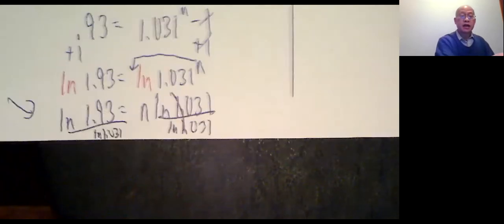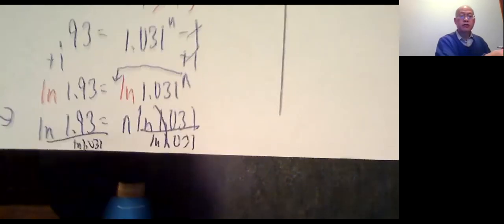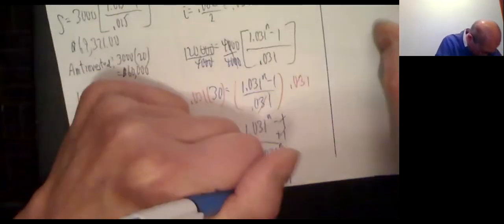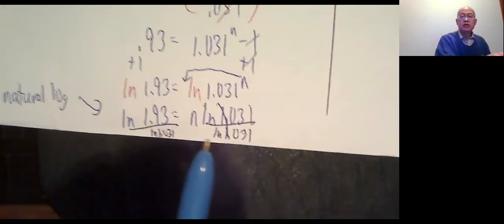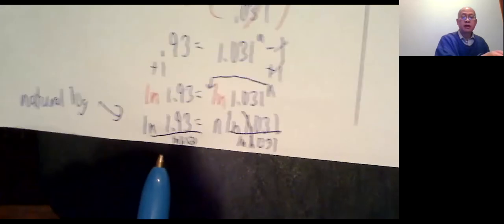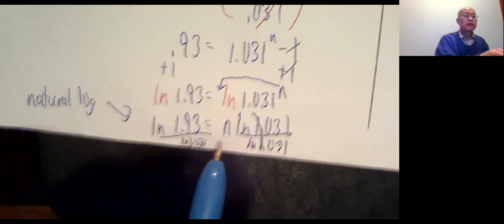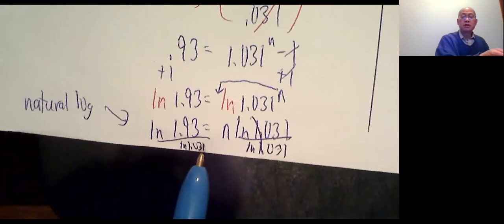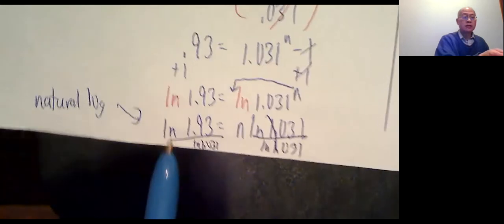And you might not be able to see that. Divide both sides by ln 1.031. Okay, so divide by natural log 1.031. So that cancels out. I rewrote it up above, so I'm going to show you what I have. I basically said n equals that, so I'll show that to you now.